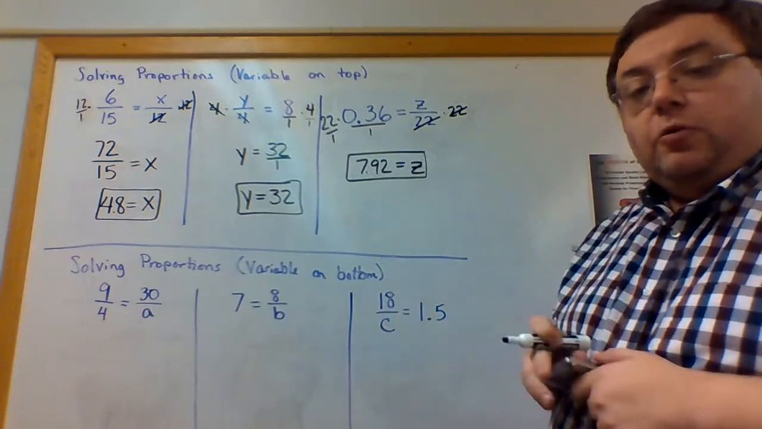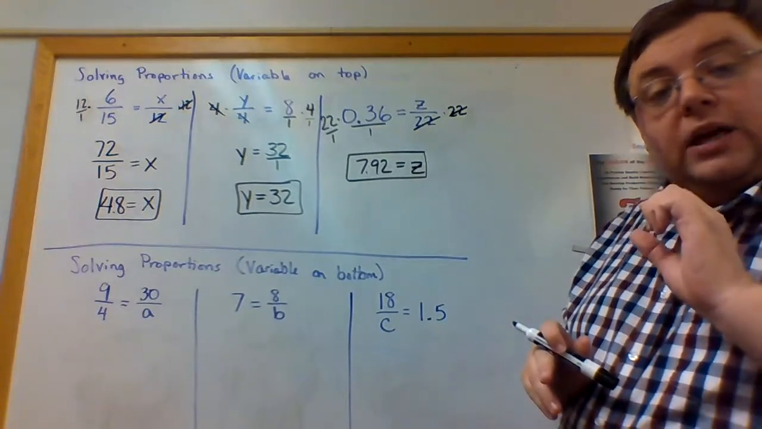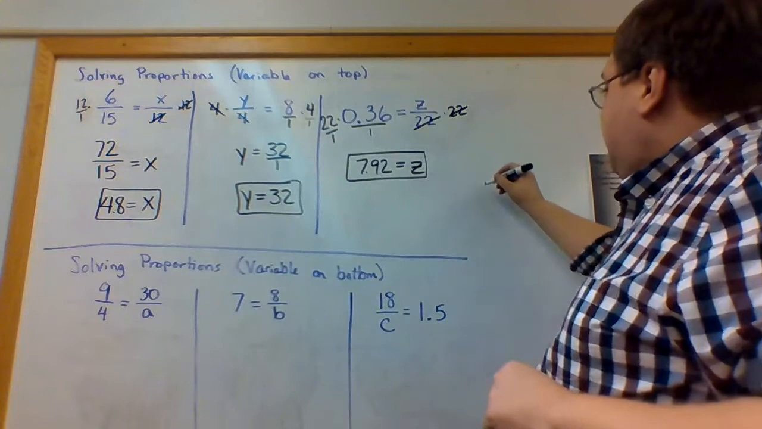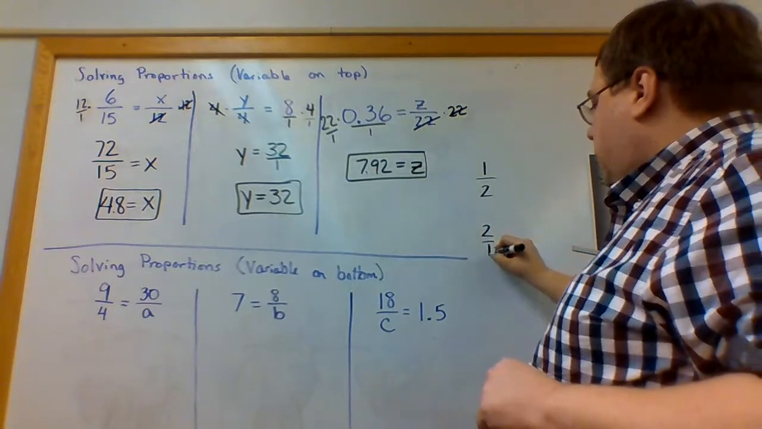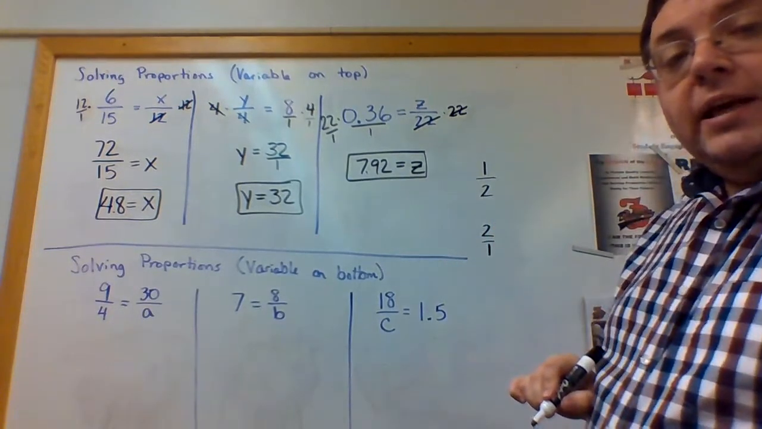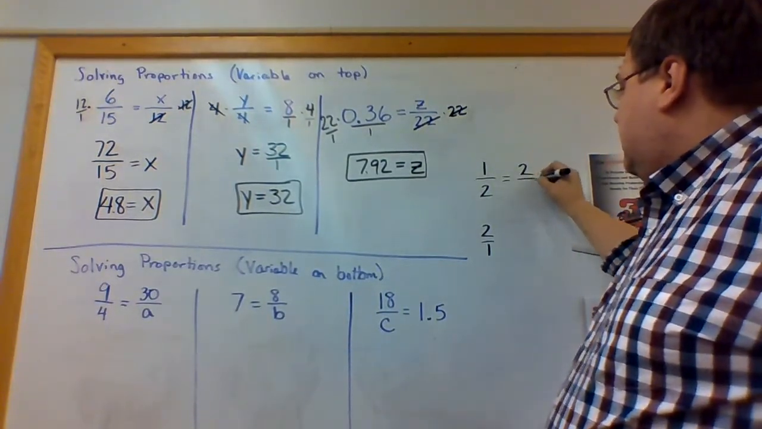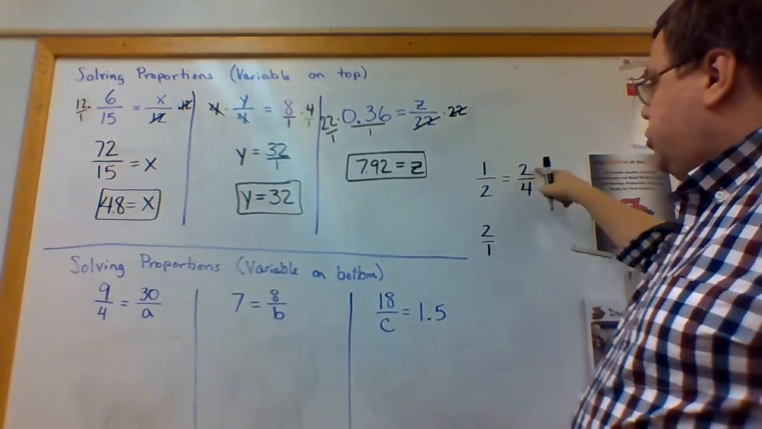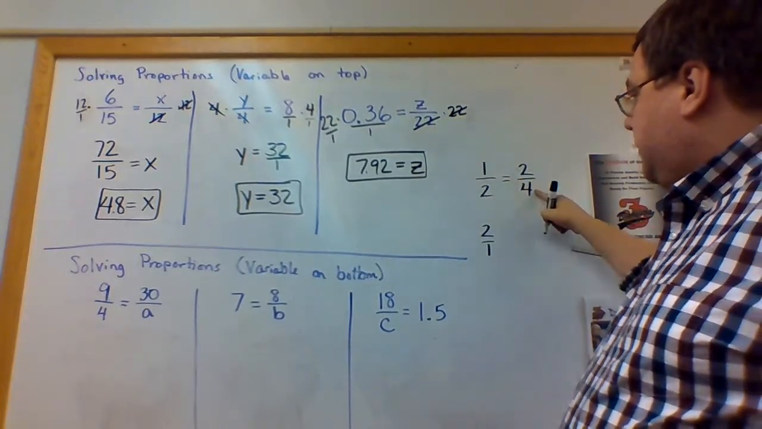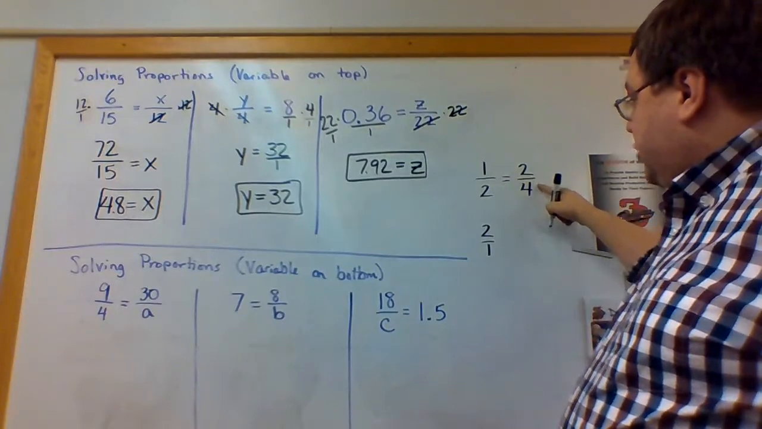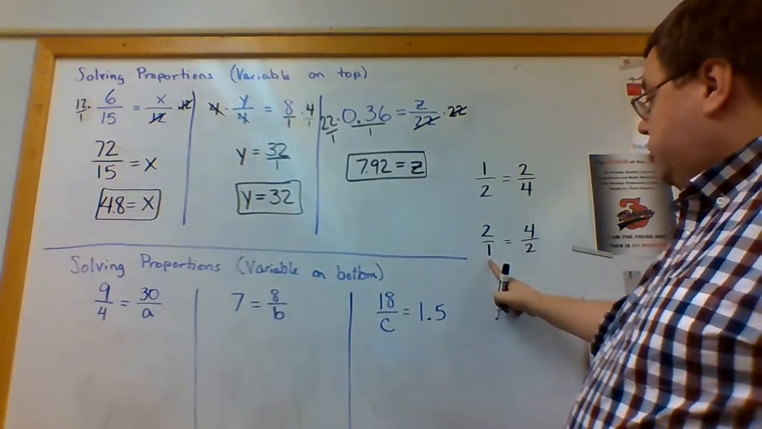Now, in order to solve these, you have to remember a property about reciprocals. Reciprocals, remember, mean that you take a fraction and you flip it over. So for example, if I wanted the reciprocal of 1/2, that would be 2 over 1. Well, if I take a proportion problem where I have two equivalent fractions, like 1/2 equals 2/4, if I simplify that 2/4, I would get 1/2, so it is equivalent. And if I make the reciprocal of that 2/4, that would be 4/2, which, notice, is equivalent to 2/1.